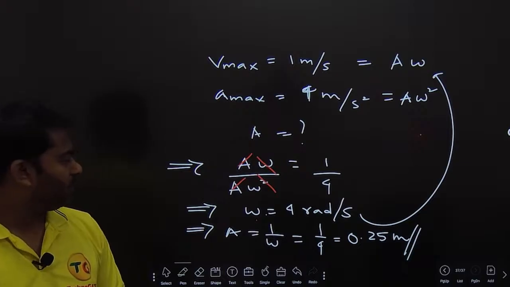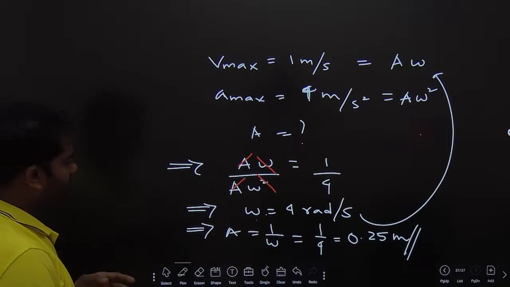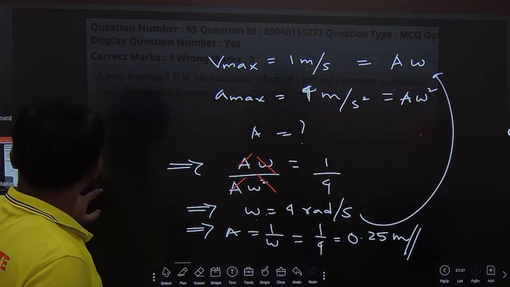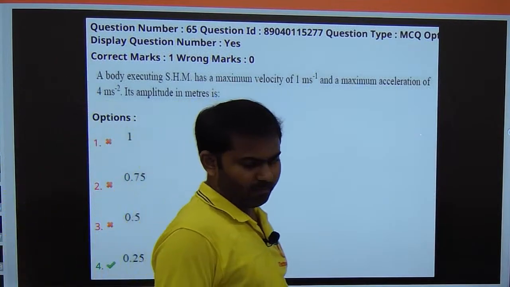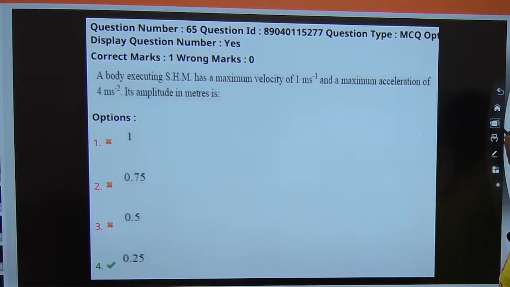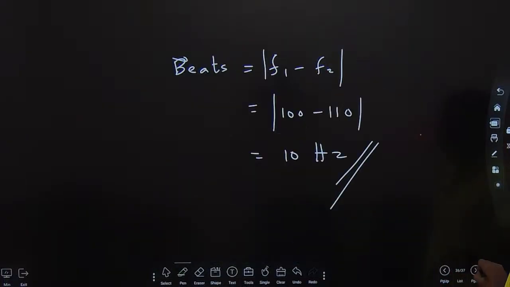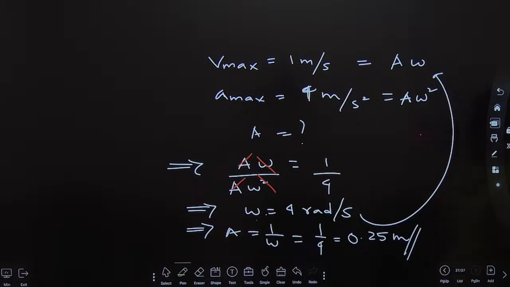The value of amplitude in this case is equal to 0.25 meters. I hope there is no confusion at all. It is matching with option number D. It's a single step question, same level. You can see how 0.25 is coming. Hope there is no confusion.